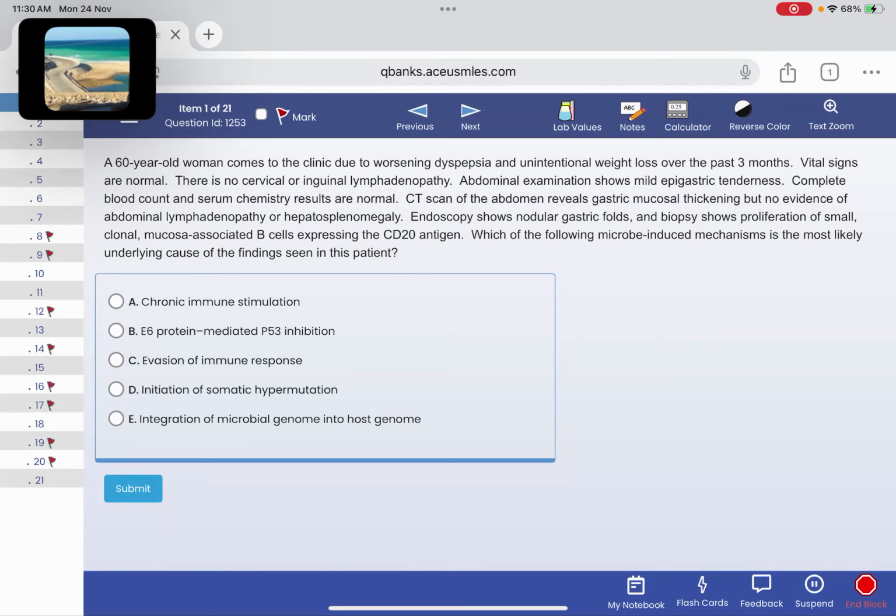So this patient is having dyspepsia along with unintentional weight loss, okay? And under endoscopy, you see nodular gastric folds, and biopsy shows these small clonal mucosa-associated B cells expressing the CD20, right? So it's a case of MALT lymphoma, right? So what is the correct option? Chronic immune stimulation, right?